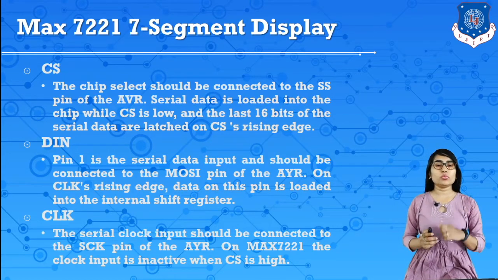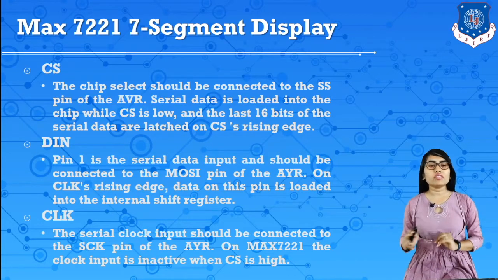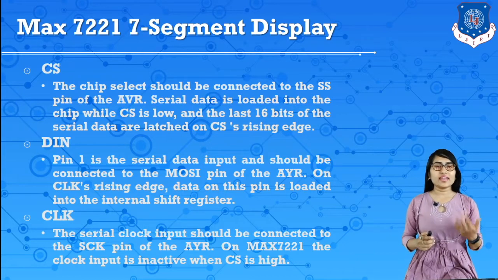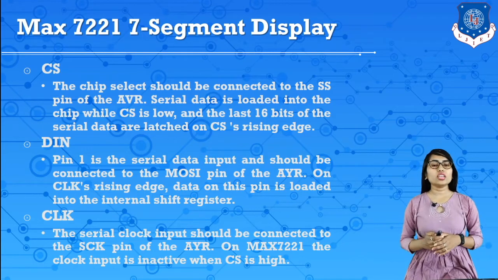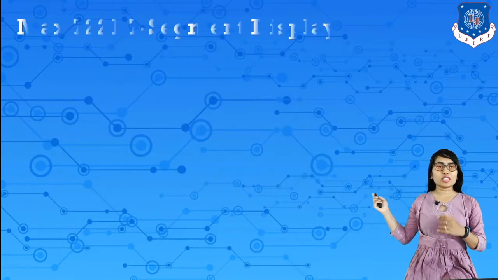Then DIN, pin 1, is the serial data input and should be connected to the MOSI pin, that means the master output slave input pin of the AVR. On the clock's rising edge, the data on this pin is loaded into the internal shift register. Then next is the clock. The serial clock input should be connected to the SCK pin of the AVR. On the MAX7221, the clock input is inactive when CS is high. So this pin is used for the clock of the 7-segment LED display.